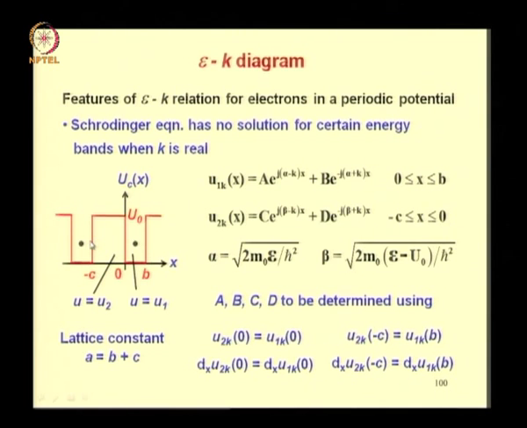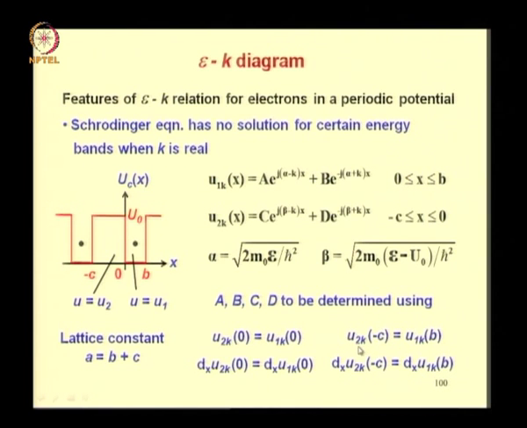Now because the function is periodic, we can say that the value of the wave function at this end should be equal to the value of the wave function at this end. This is the same as saying the value of the wave function when you approach this point from right should be the same as the value when you approach the same point from left. So this region is identical to this region and this region is identical to this region.